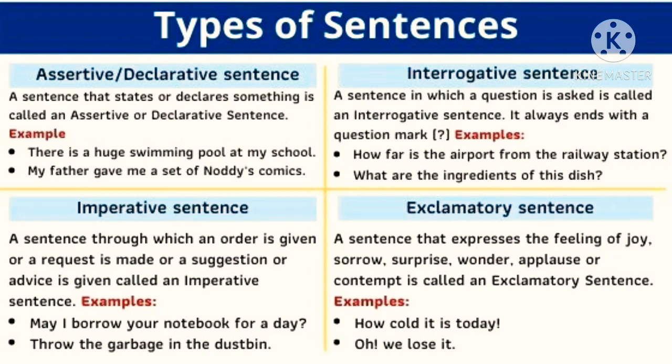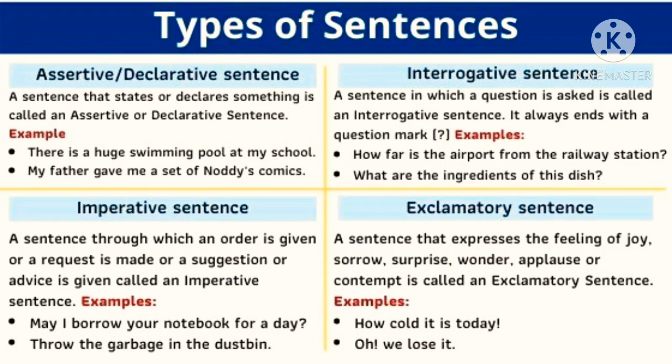Now let's move further and see the next type, that is interrogative sentences. Now what are they? Interrogative sentences are used to ask questions. A sentence in which a question is asked is called an interrogative sentence. It always ends with a question mark. For example, how far is the airport from the railway station? What are the ingredients of this dish? You can see that these two examples are ending with a question mark, and here we are asking about something in these sentences.